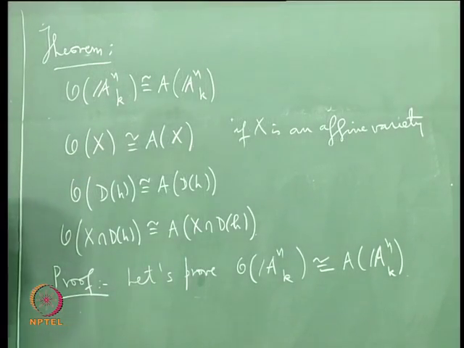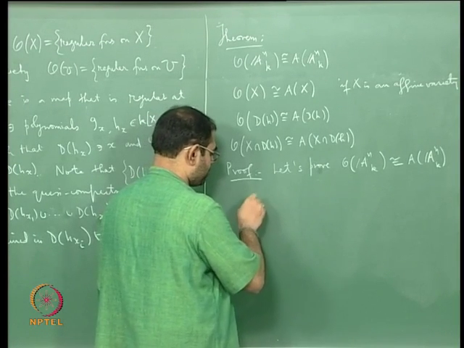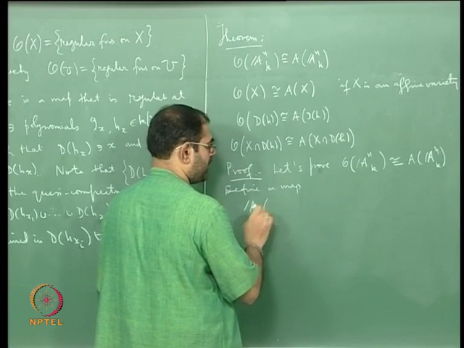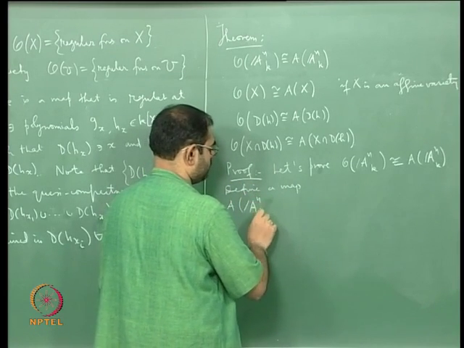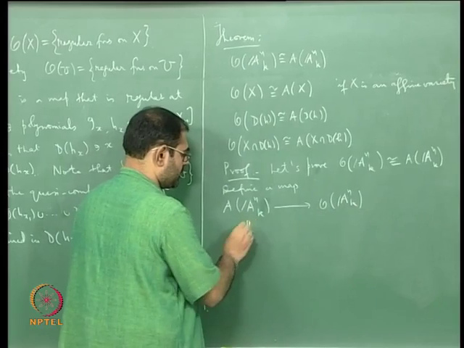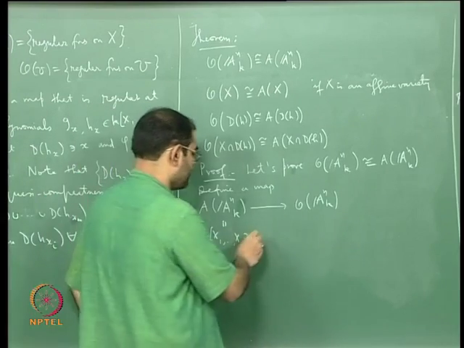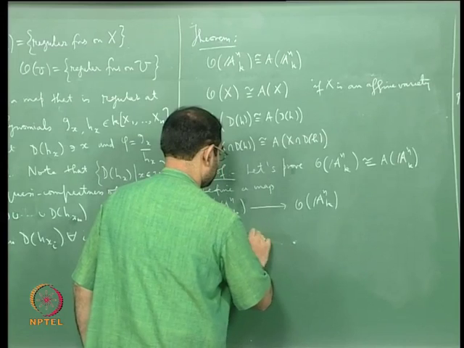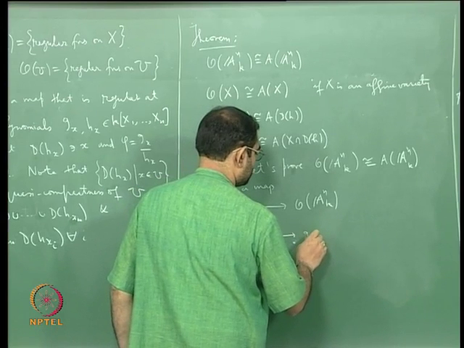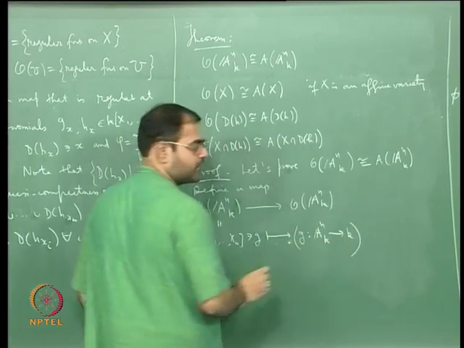I'll do the following thing. I'll define a map from A of A^n to O of A^n by a very, very simple map. Take A of A^n, which is just the polynomial ring in n variables over k, and simply send the polynomial g to the function g from A^n to k. So it's a very, very simple map.